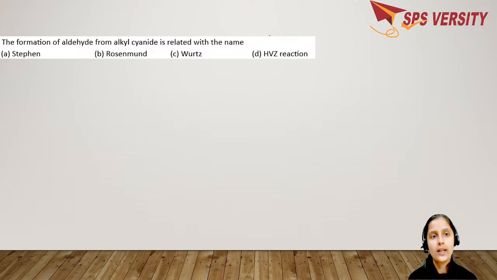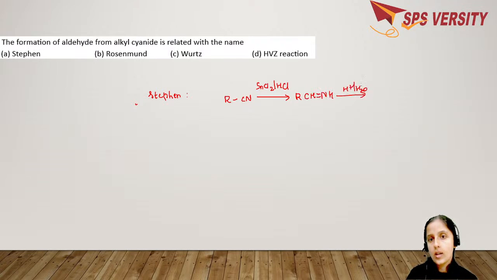The formation of aldehyde from alkyl cyanide is related with the name. So we'll go according to the option. The first one, Stephen reaction, is the one where you're going to treat RCN. You're going to reduce it in the presence of SnCl2 over HCl, and this gets converted to imine, which on hydrolysis is going to give you aldehyde.